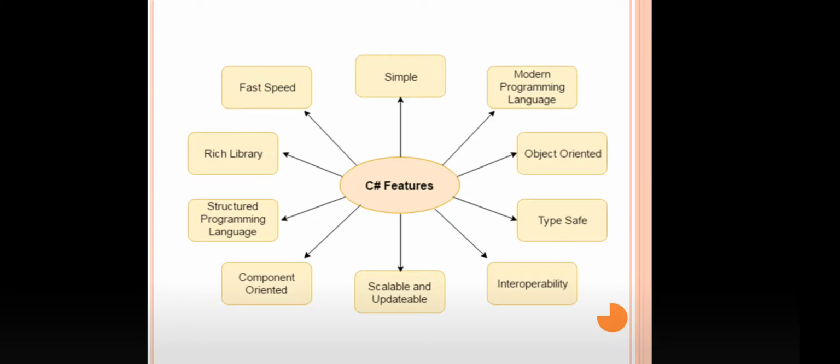And then rich library. C# provides a lot of inbuilt functions that make development faster, because its library contains lots of features. And then faster in speed. The compilation and execution of C# language is faster.